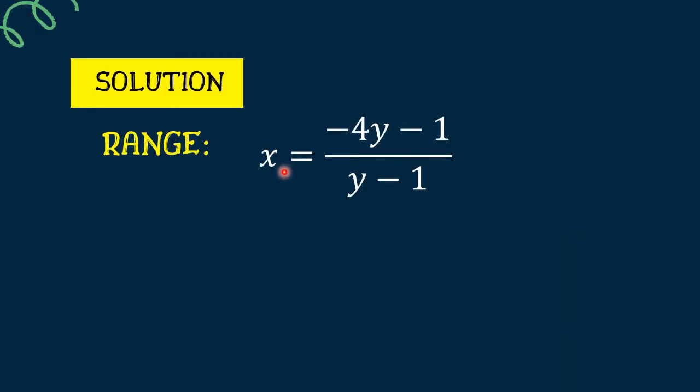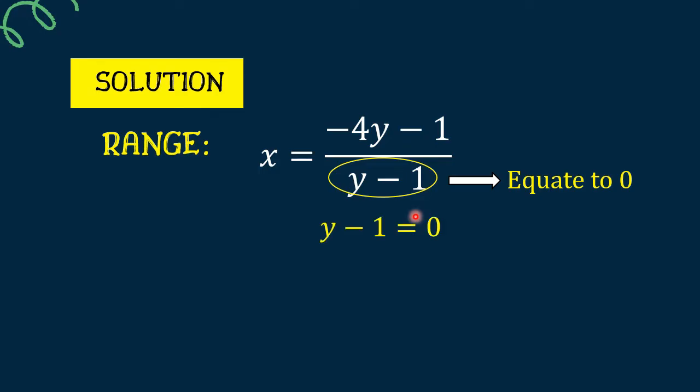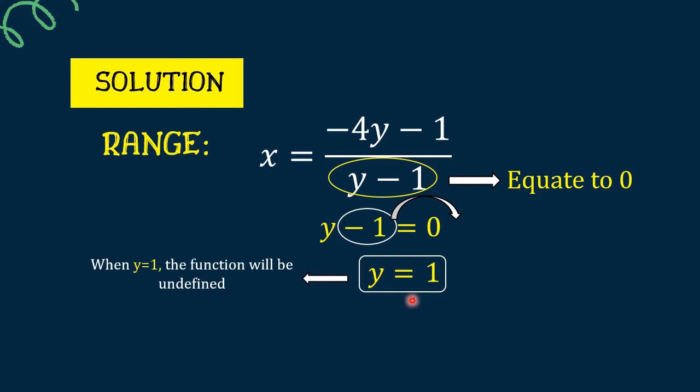Since we have found the value of x, we can now identify the value of the range. To do that, we equate the denominator to 0 to identify the value of y that will make the function undefined. So we have y minus 1 is equal to 0. Since we need to solve for y, we eliminate negative 1 by adding 1, or simply transferring negative 1 to the right side of the equation. Therefore, y is equal to positive 1. When y is equal to 1, the function will be undefined.